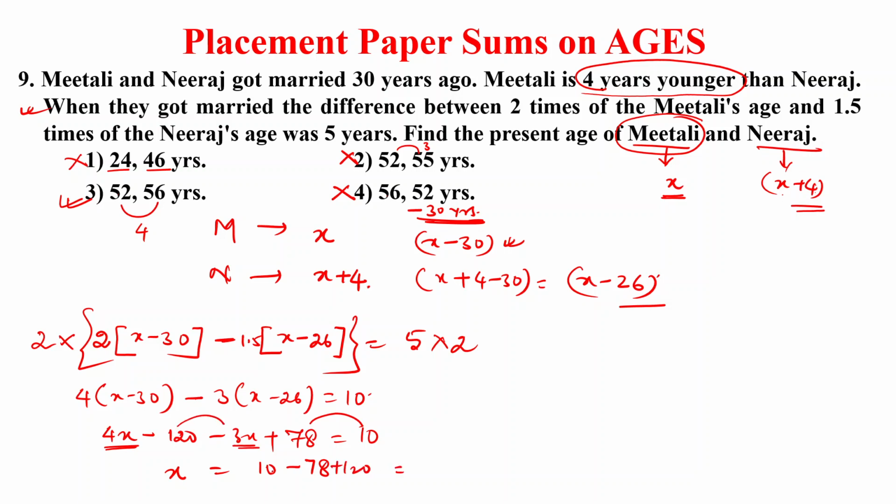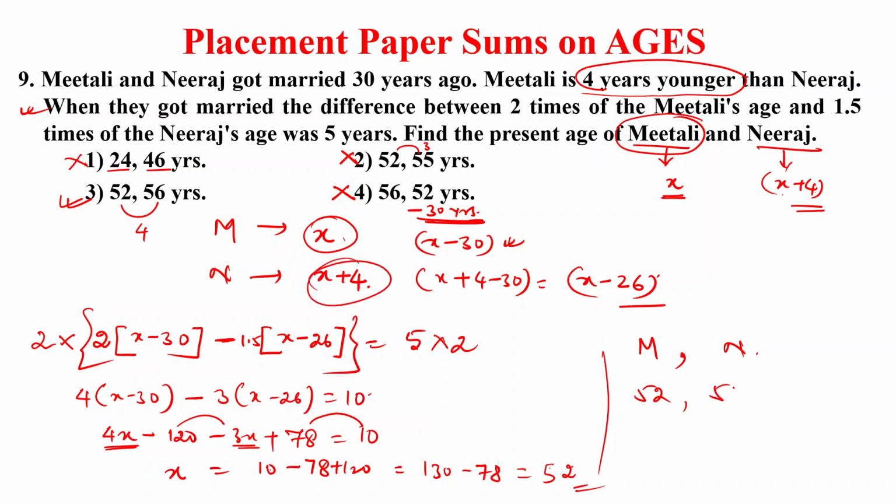So that is nothing but 10 plus 130 minus 78, which is nothing but the x value. What is that? This is 2 and this is 5, 52. So what is the present age of Meetali? Who is x? X is Meetali. So Meetali comma Neeraj will be equal to: Meetali is x, the x value is 52, and the second value should be x plus 4, 52 plus 4. So 52 comma 56 is the right option, which we got here, 52, 56.